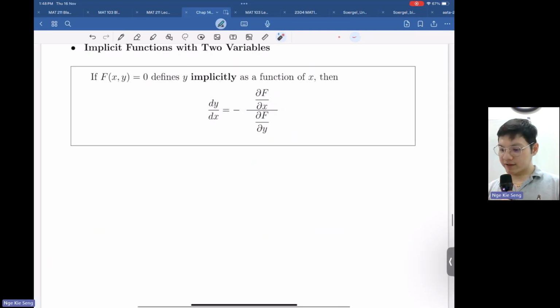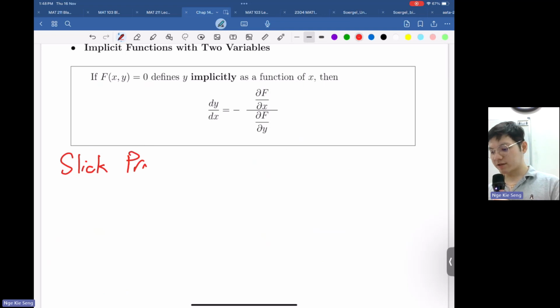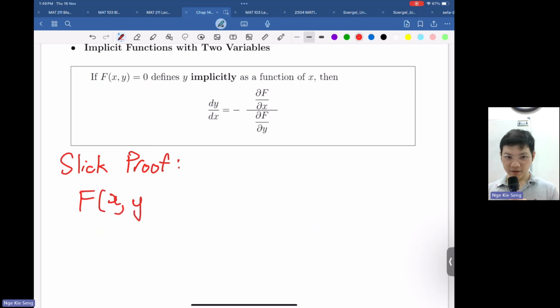So let me present you a slick proof. Slick proof means this is not entirely correct, but quickly see why it is true. I mean it's true in general, but not in all cases. So we call this a slick proof. Later I'll show you the real implicit function proof. So let's produce a slick proof first.